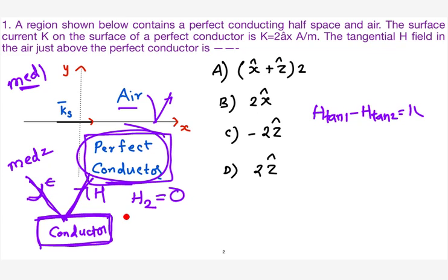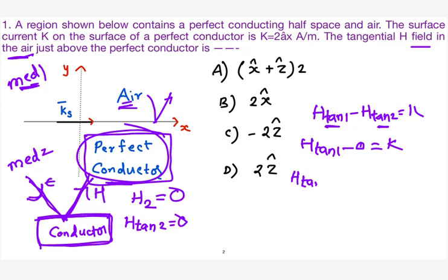Which means that the tangential component is 0 and the normal component is 0. So I can say that H tan 2 is 0. You can substitute that. The magnetic field intensity in the air is nothing but the magnetic field intensity in the first medium. As per your equation, air is the medium 1. So H tan 1 minus 0 is equal to K. So H tan 1 is equal to K. What is the value of K I have given? That will be 2 into AX cap, right?